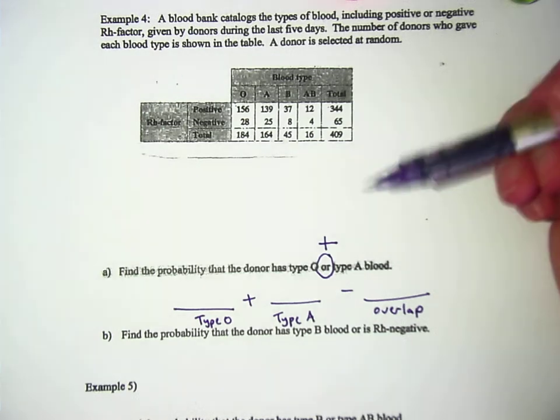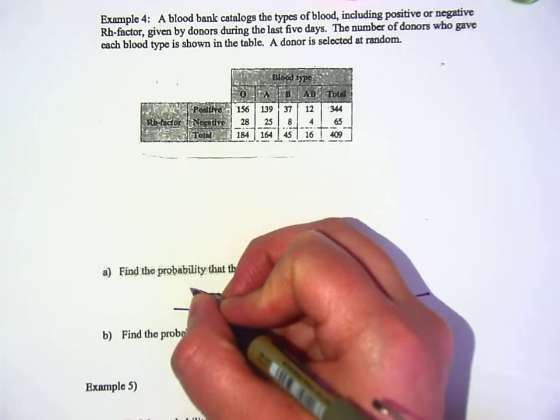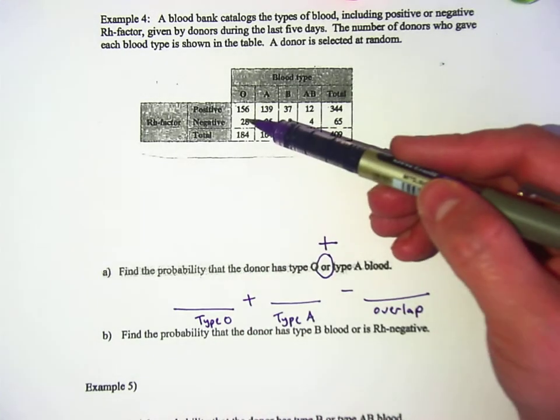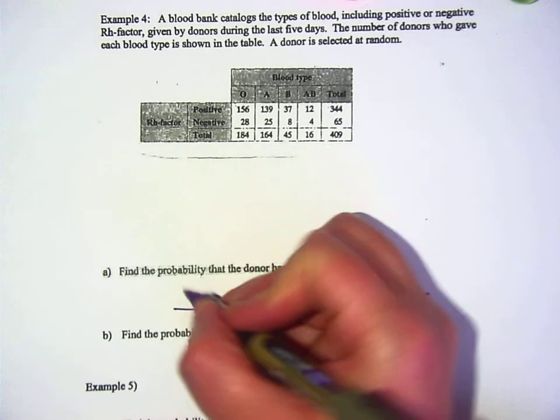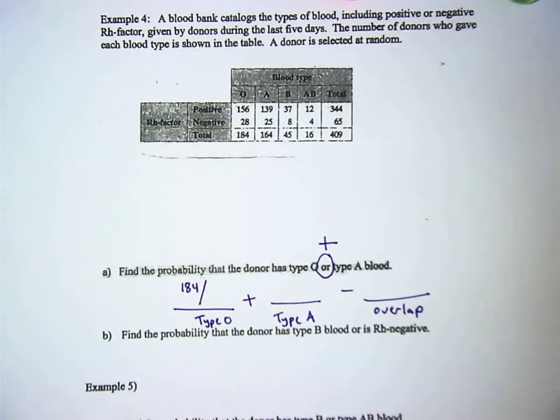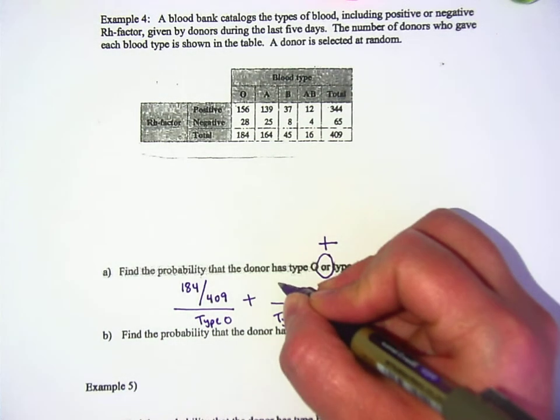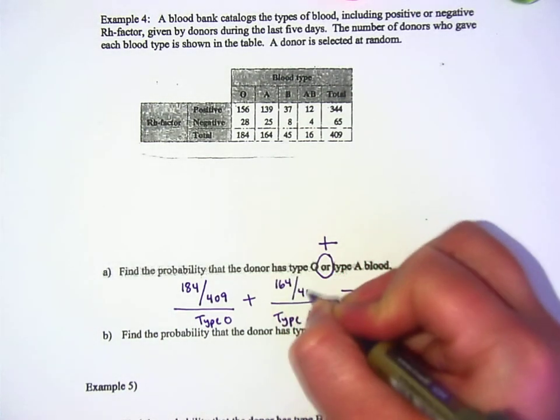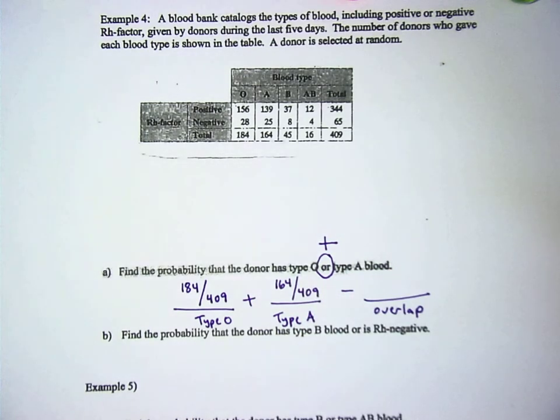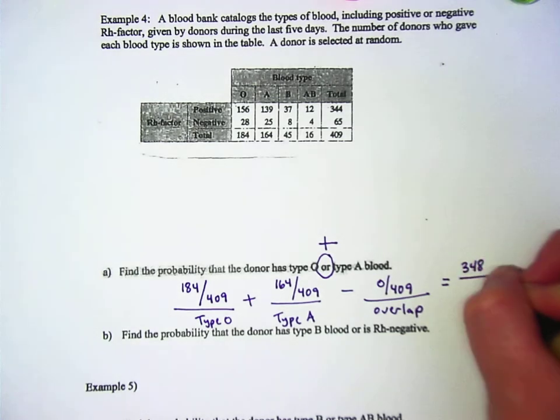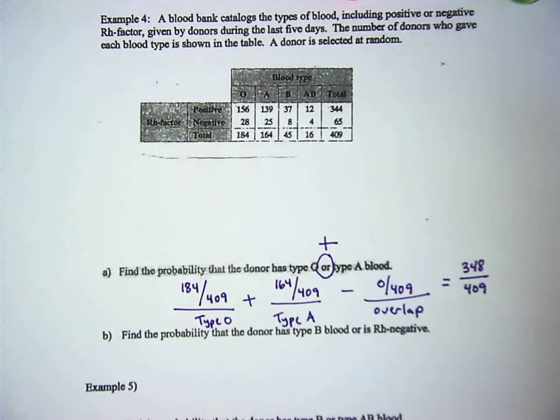So how many people in this study have type O blood? No, 156 have positive O blood. How many just have O blood completely? Right, 184 people in this study have type O blood out of how many? 409 people in this study. Type A blood: 164, good, out of 409. Can anybody have type O blood and type A blood at the same time? Nope, so there's no overlap. You have to add 184 and 164 together. 348 out of 409? Okay.